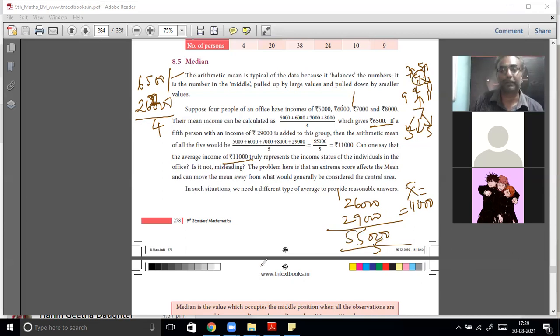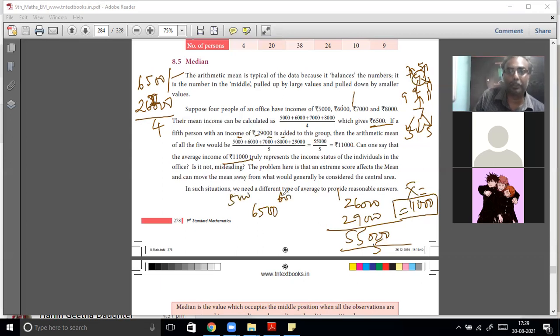See, everyone is getting 5,000, 6,000, 7,000, 8,000. Only one person is getting 29,000. Right? Now 11,000 does not represent any of them. But 6,500 does represent them.